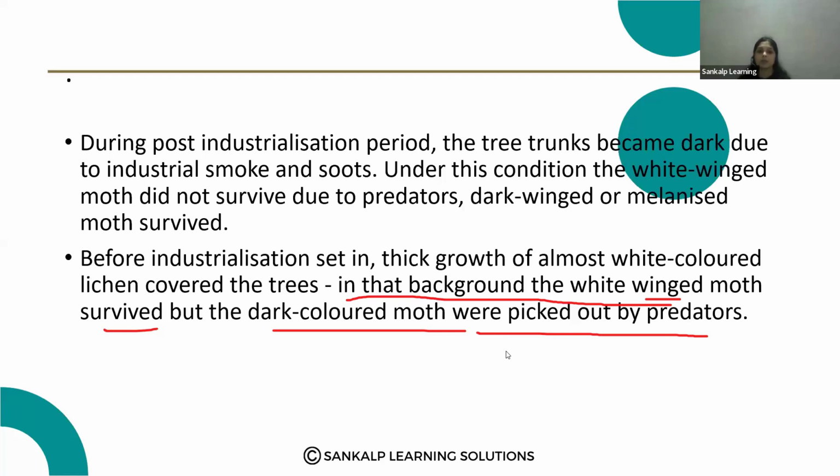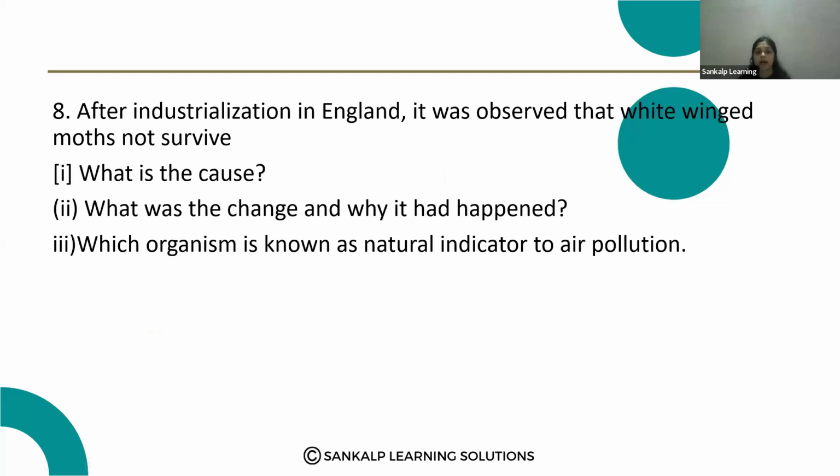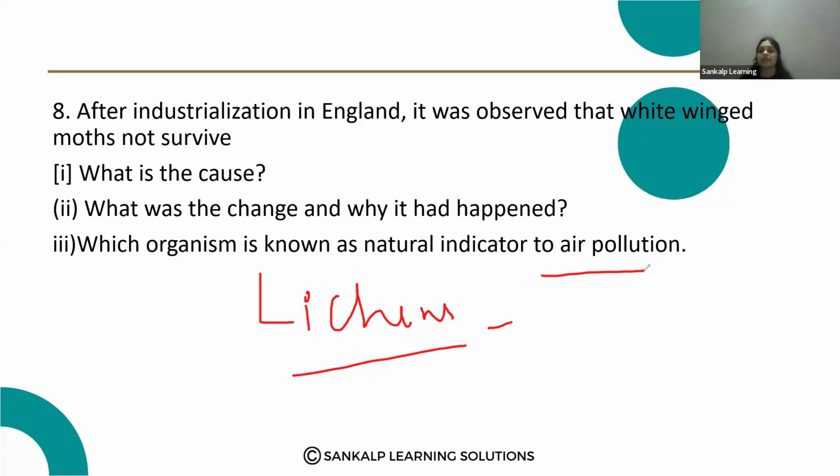Next question. Which organism is known as a natural indicator of air pollution? That is lichens. Lichens grow on tree trunks where air pollution is less. When air pollution was low, white-colored lichens grew on the bark. But after industrialization, air pollution increased, lichens were not growing, and the tree trunk color also changed. So that is an example of industrial melanism, one of the important topics.